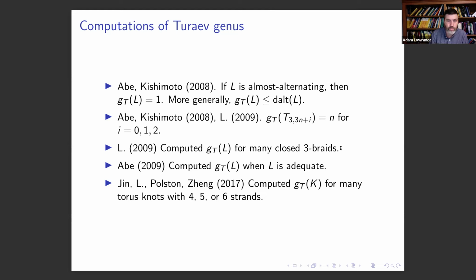Abe then computed the Turaev genus when L was adequate. And later on, with a group of undergrads at my school, we managed to compute the Turaev genus for some torus knots with 4, 5, or 6 strands. And that used the knot Floer homology computations for torus knots.